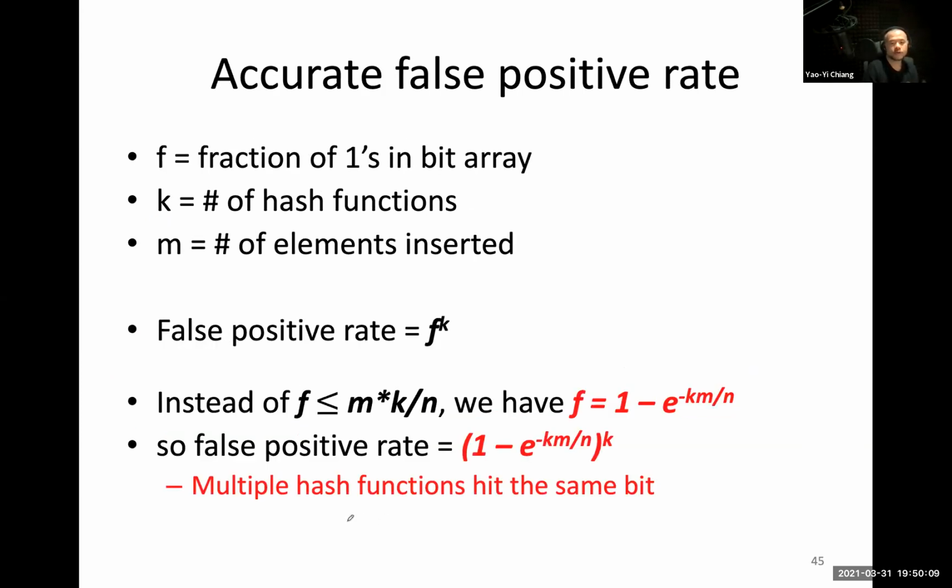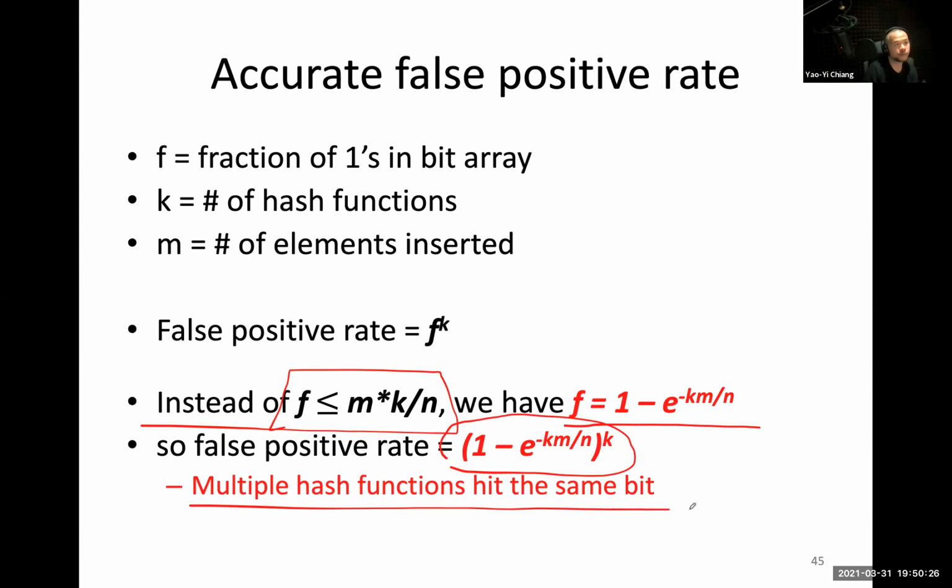Once we know this, instead of having this rough estimate for your false positive rate, now we have f equal to this. So the false positive rate is our new estimate, and this accounts for multiple hash functions hitting the same bit.